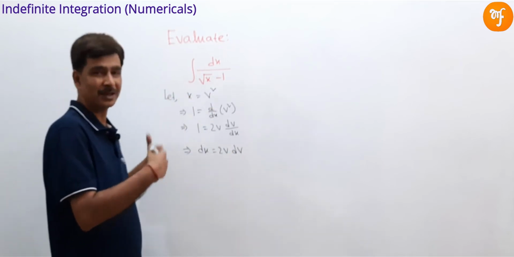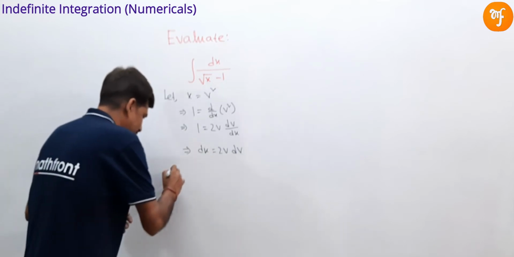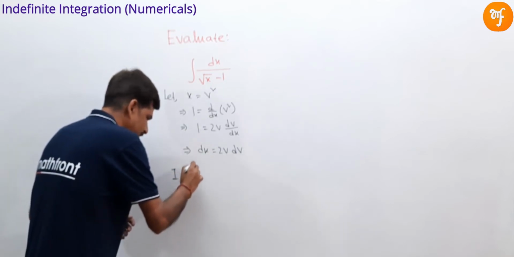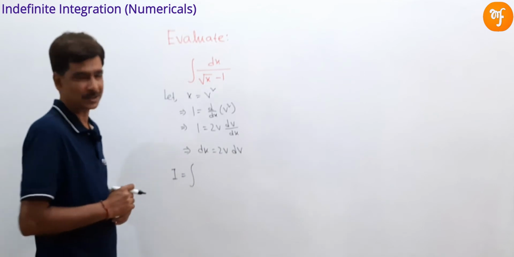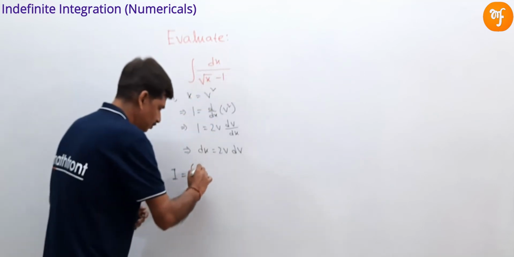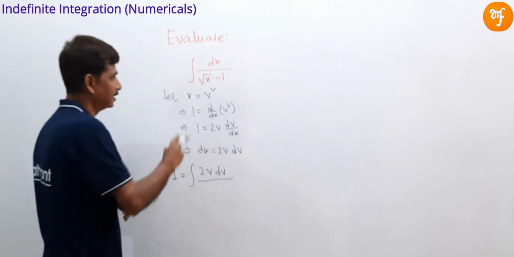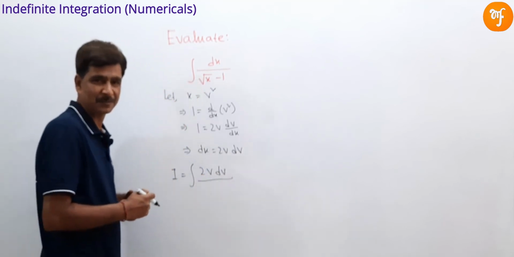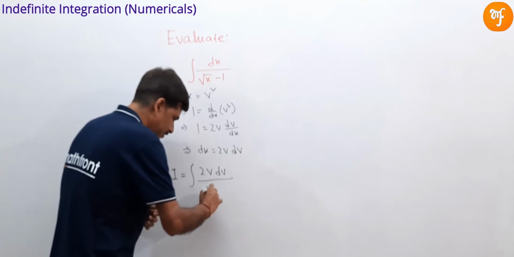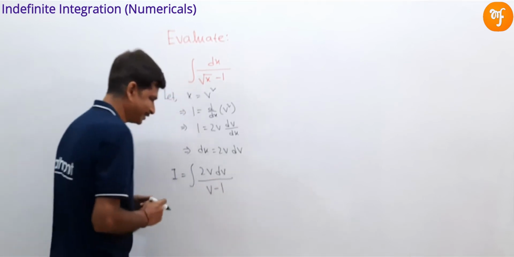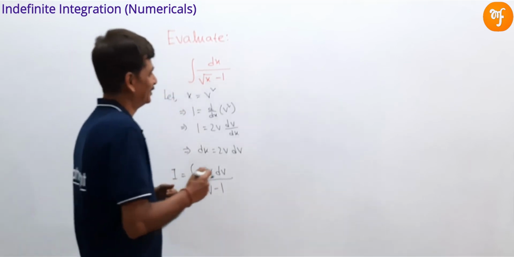Now come to the integration. So the integration can be written as I equal to the integration of, instead of dx we are writing 2v into dv, whole divided by square root of x minus 1, which can be written as v minus 1. So we are writing v minus 1. Okay. So what is the integration?